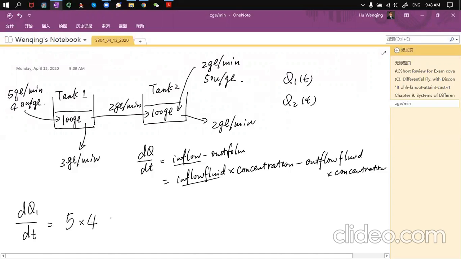Is that good, family? What about outflow? There are 2 outflows. There is a 3 gallons and 2 gallons. So that's kind of a 5 gallons outflow, right? So 3 plus 2, right? So 5 is 3 plus 2, right? But what's the outflow concentration?